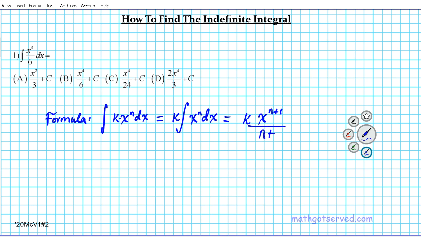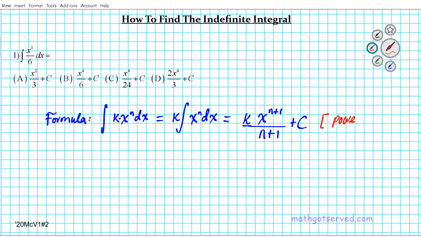So anytime you're integrating a power, it's going to be x to that power plus 1 divided by that power plus 1. Since this is an indefinite integral, don't forget to add the c component right there. And this is known as the power rule with a constant multiple.